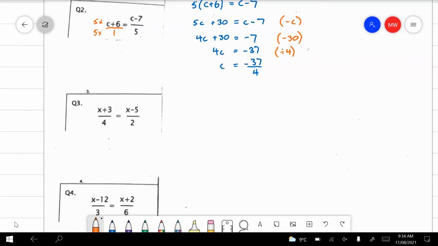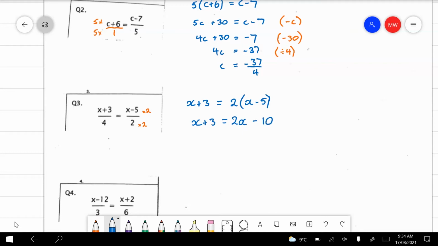Rightio, next one. These ones have both got denominators, so we need to make them match. I can turn that 2 into a 4 by doubling it, so I'm going to do that. Anything I do to the bottom of a fraction, I've got to do to the top. So my next line will be x plus 3 equals 2 times x minus 5, having removed the denominator of 4. So now if we expand that, we've got x plus 3, and on the right we've got 2 times x makes 2x, and 2 times 5 makes 10.